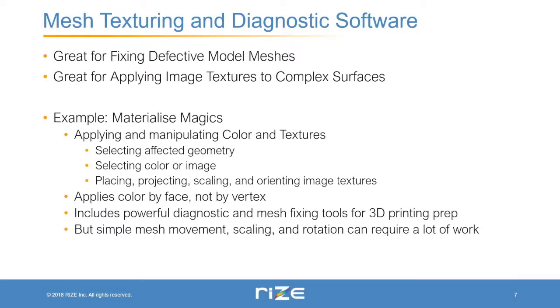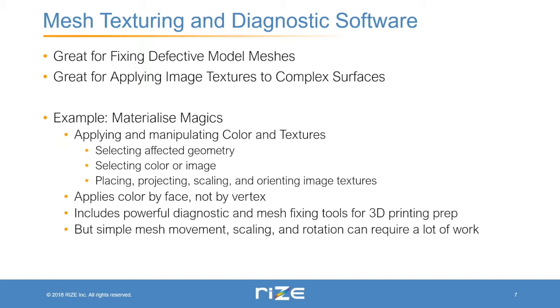So the next type of software that I'm going to talk about is mesh texturing and diagnostic software. This type of software is typically great for fixing defective model meshes. This can include some of the issues that I mentioned earlier: holes in parts, open surfaces, or interference. And it's also great for applying image textures to complex surfaces. So the example that I go with is a piece of software that I'm quite familiar with, which is Materialise Magics. So Magics is good for, as I mentioned, applying and manipulating color and textures.